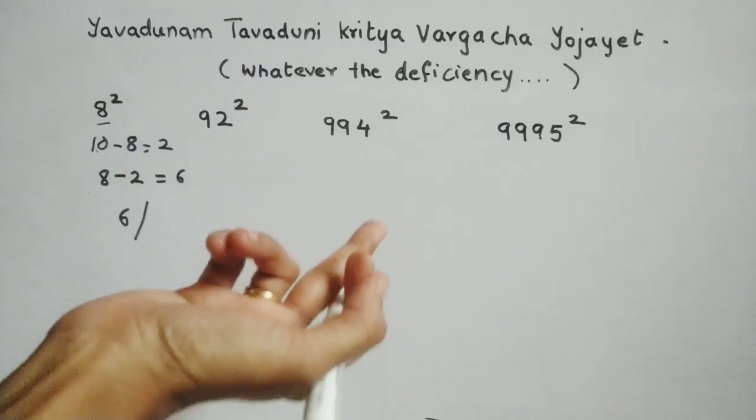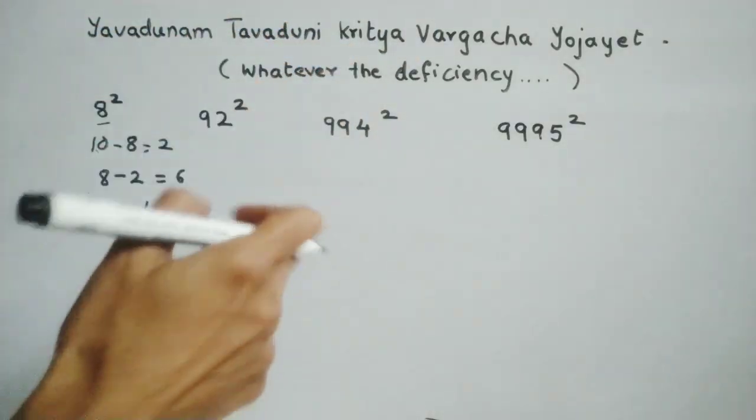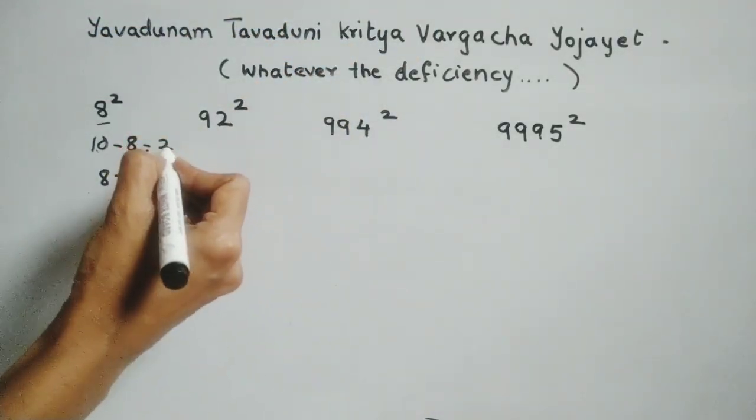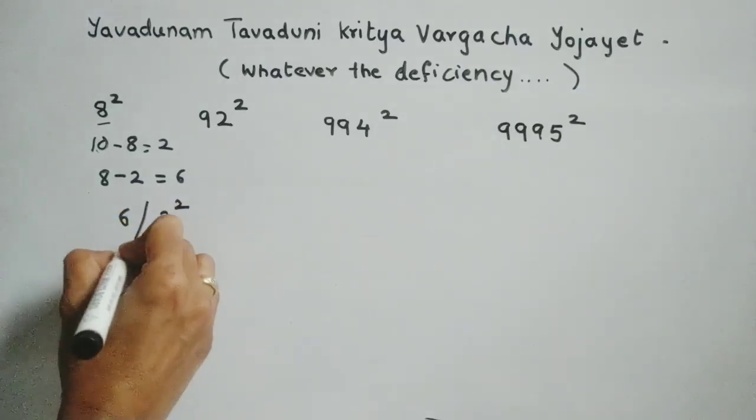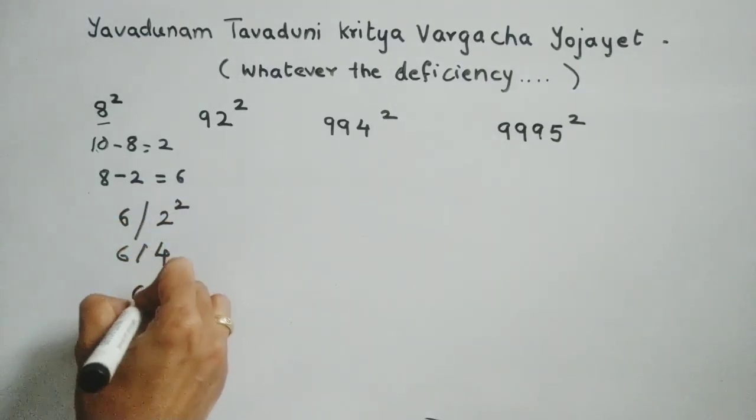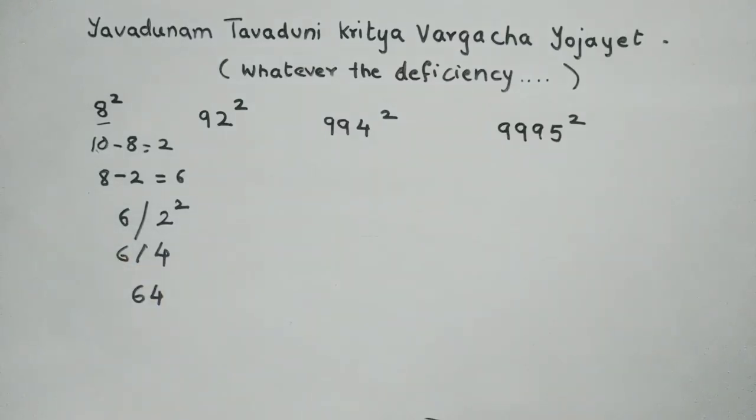Now the second step is set up the square of the deficiency. So the deficiency is 2. The square of 2 is 4. So your final answer is going to be 64.